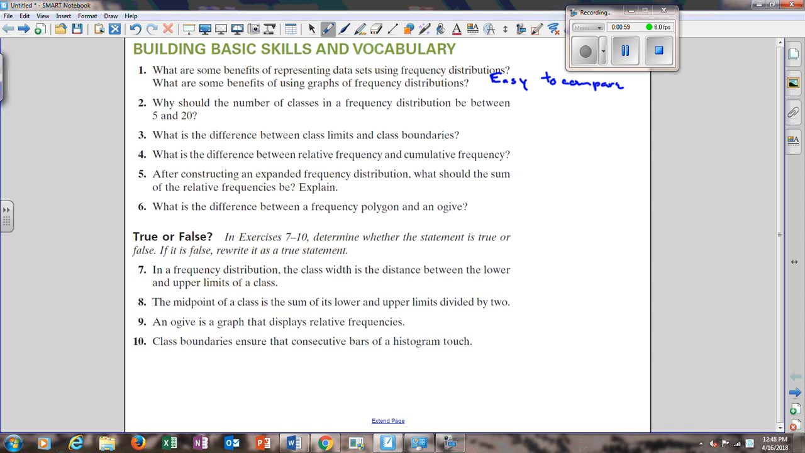Number two, why should the number of classes in a frequency distribution be between 5 and 20? The reason for that is because anything less than 5 would not give you enough information. Anything more than 20 will give you too much information spread out across a wider gap. So it's just basically number of classes should be between those numbers so you can get real results from your info.